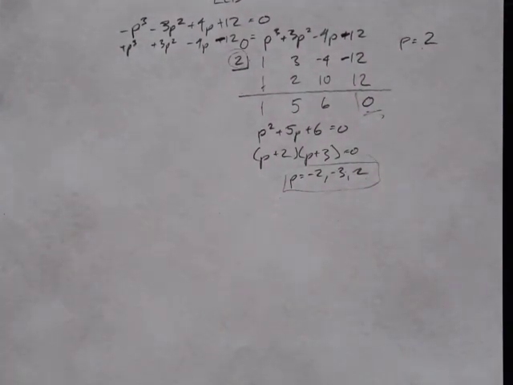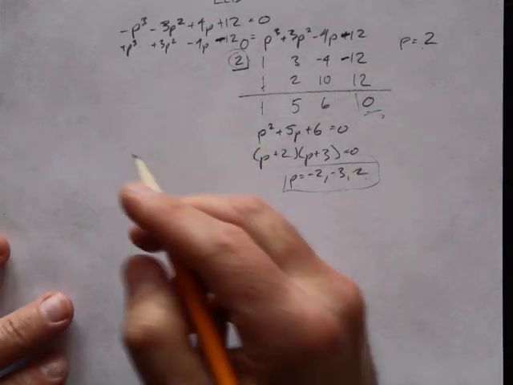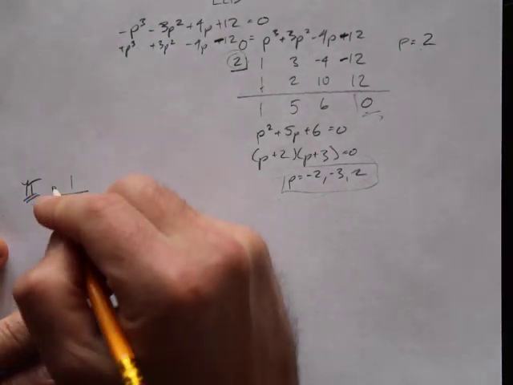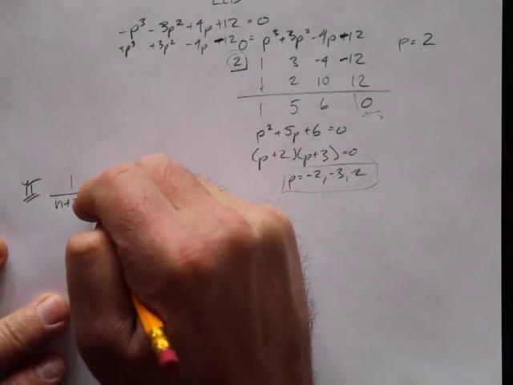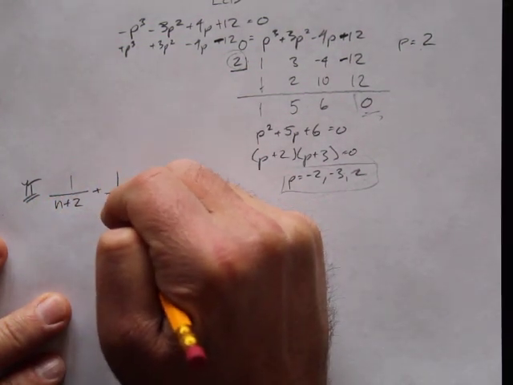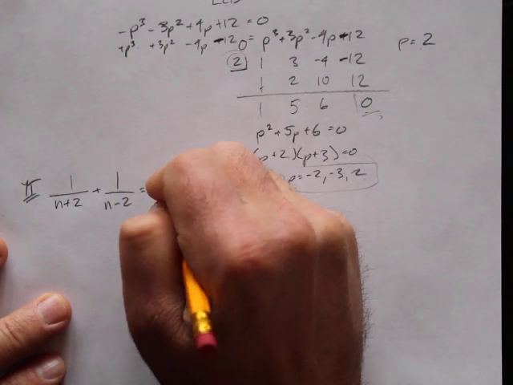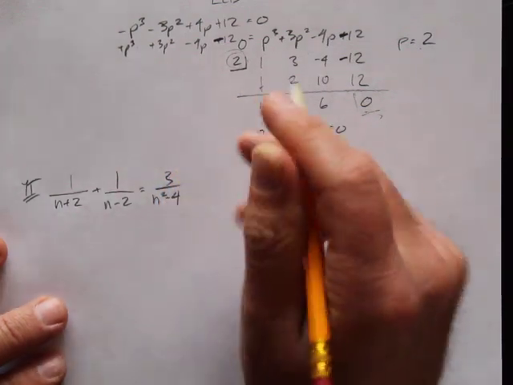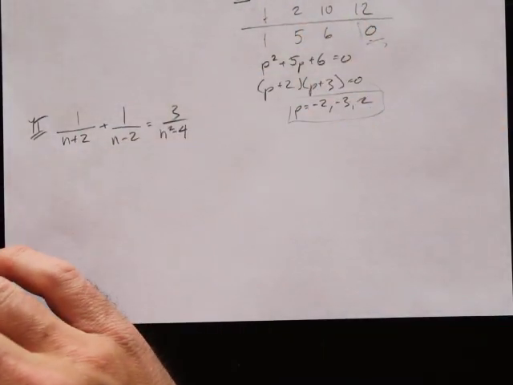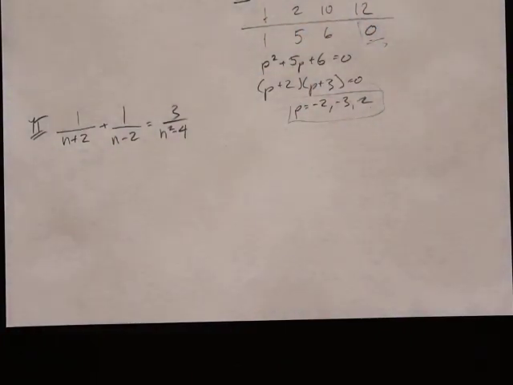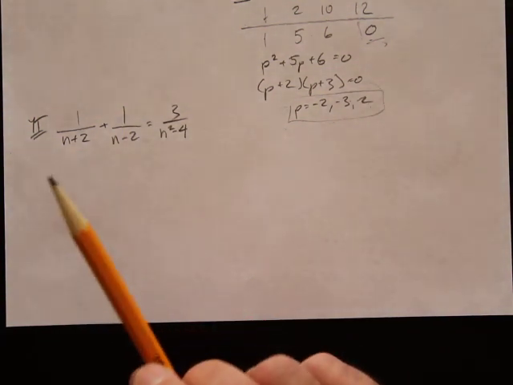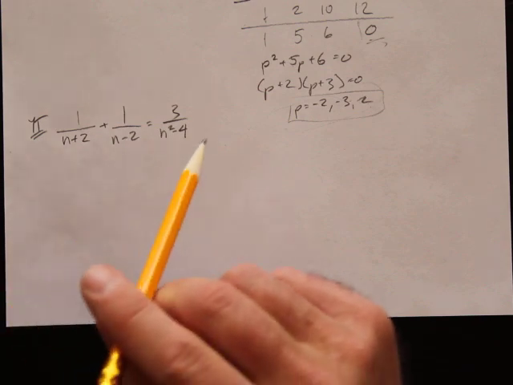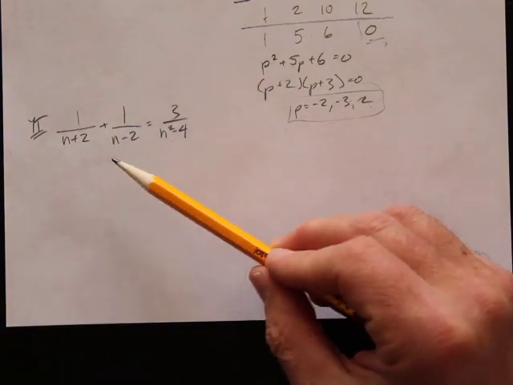All right, one more, and this is a u-try. 1 over n plus 2 plus 1 over n minus 2 equals 3 over n squared minus 4. All right, now I'm going to give you a hint on this one before you get started that's going to make your life way easier if you follow this hint here.